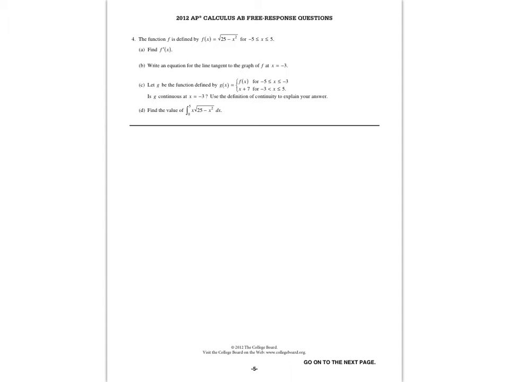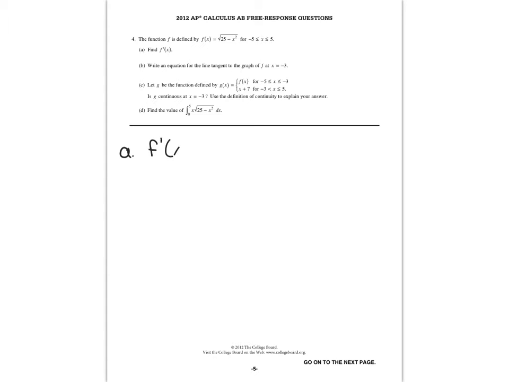Okay, next one is number 4. The function f is defined by f of x, and we should know what that looks like. It's a semicircle. Find f prime of x. This should not be difficult for us.